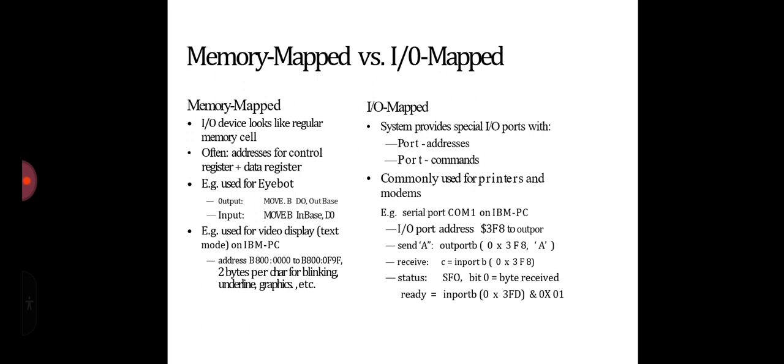Input output mapped. Memory mapped is used for video display. Input output mapped is used for input output address 3F8 to output. Address B8000000 to B8000F9F. Receive status is in case of input output mapped.